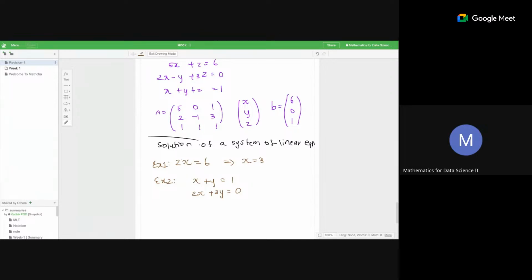How do you find a solution for this? We multiply the first equation by 3 and the second equation by 2, so that you can cancel out the common term 2x and 3y in these two equations.